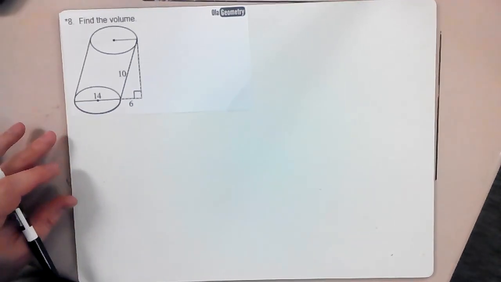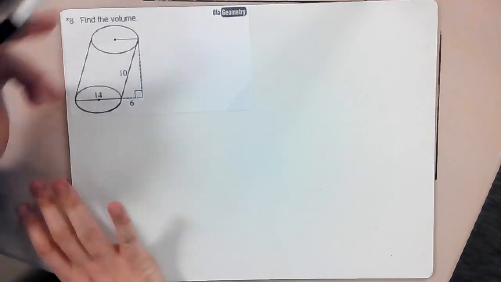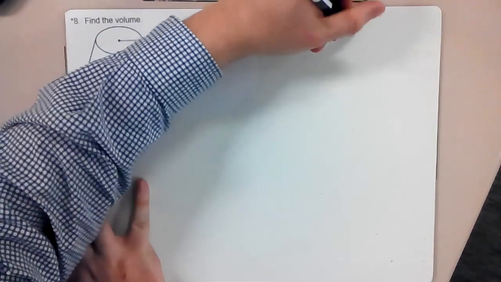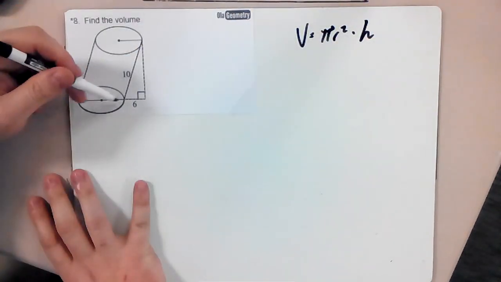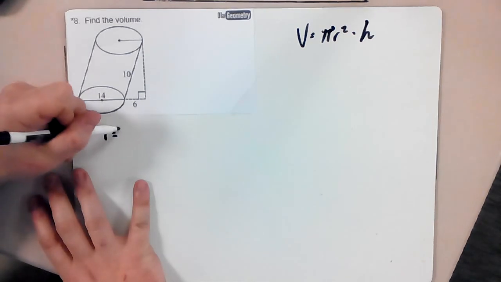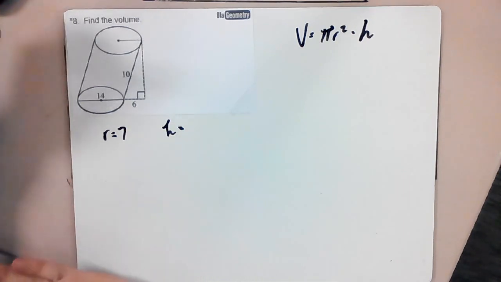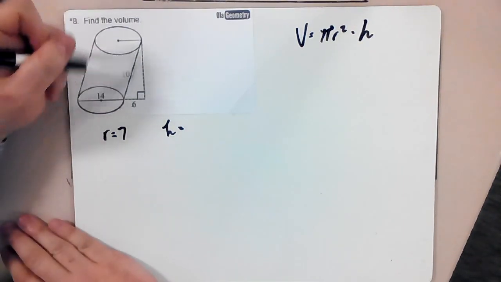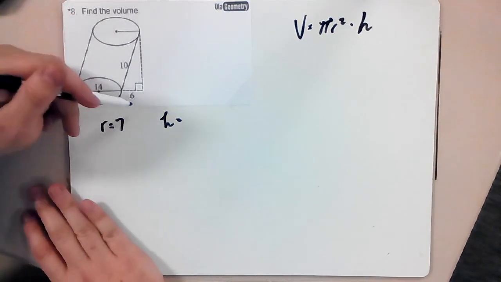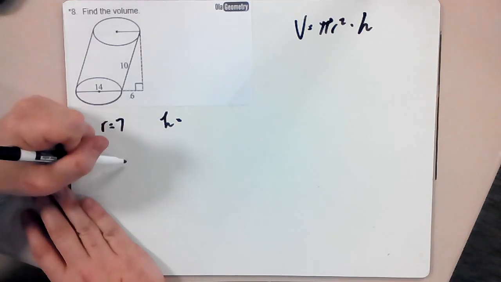Here's the issue. It wants me to find the volume of a cylinder. The volume of a cylinder is V equals pi r squared times h. I have the radius because the diameter is 14, so r equals 7. What I don't have is h. How am I going to find that? Well, I notice that this is a right triangle here, and I have two sides. How do I find the third side? I can do Pythagorean theorem.